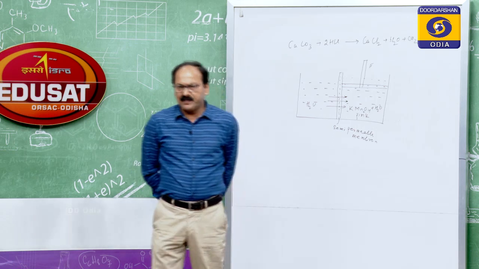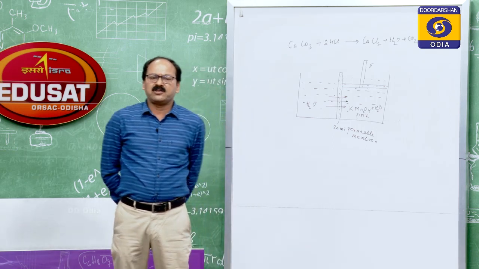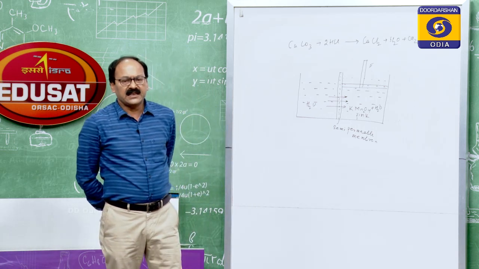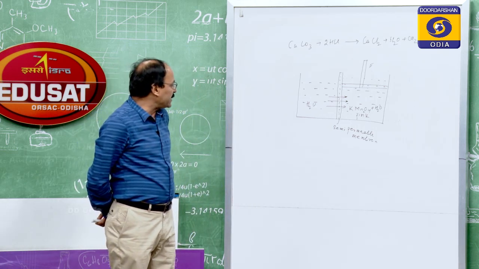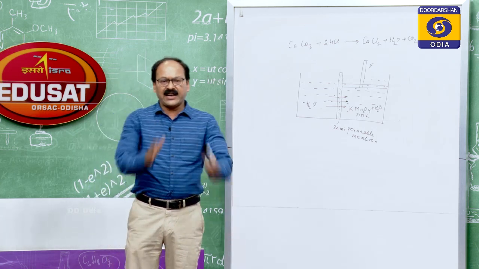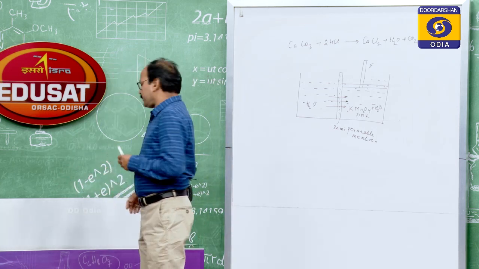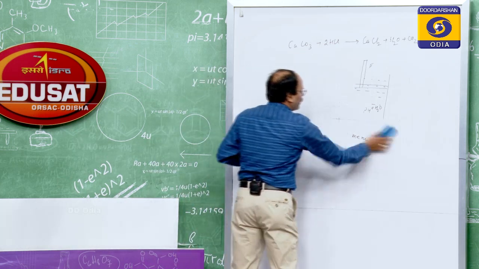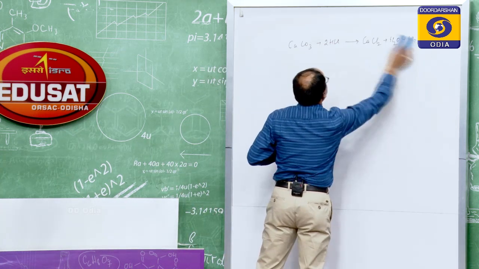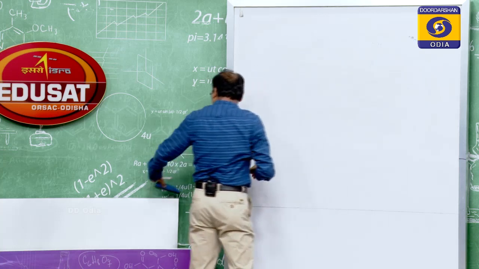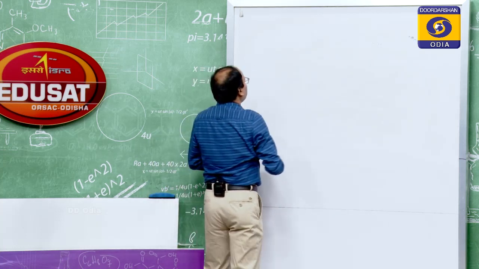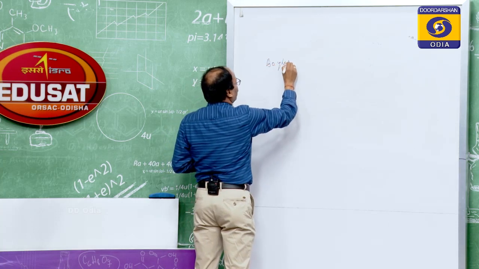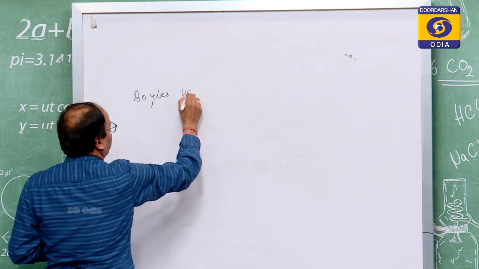That is, it depends on the number of solute particles present in the system, and it also depends on the molarity of the solution. So, Van 't Hoff gave laws regarding the osmotic pressure, called Van 't Hoff laws of solution. There are three laws. One is Boyle's Van 't Hoff law.